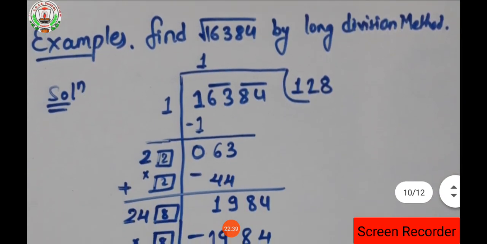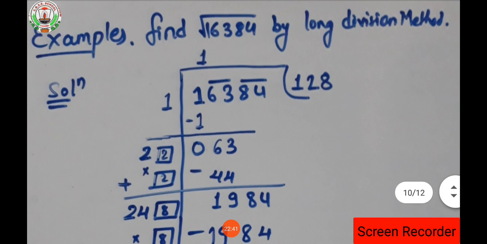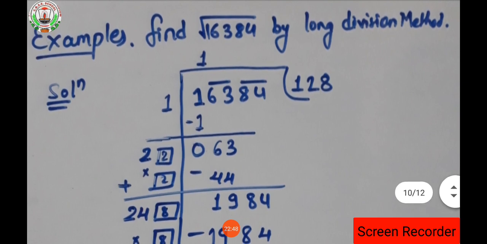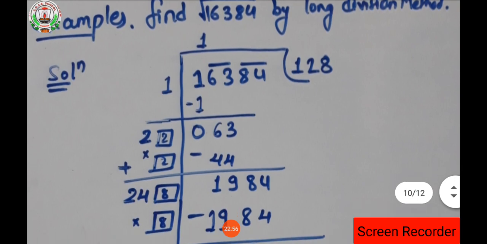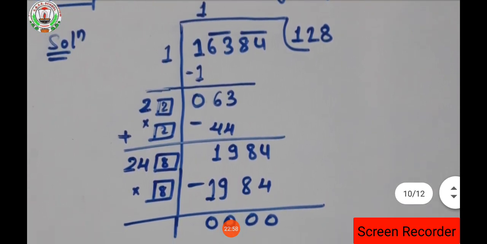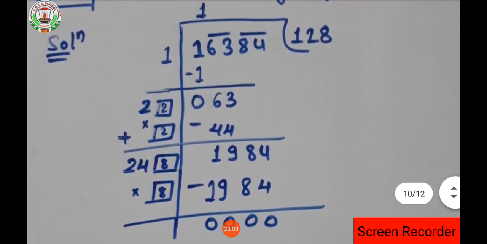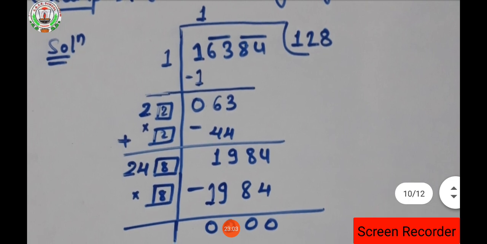First I am going to tell you an example: find the square root. Here we are talking about the square root, not the squares. Find the square root of 16,384 by the long division method. So here is the question. Look at how to find it.